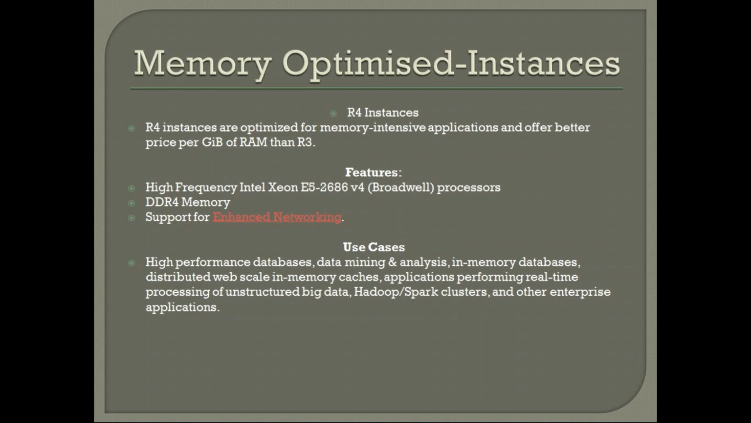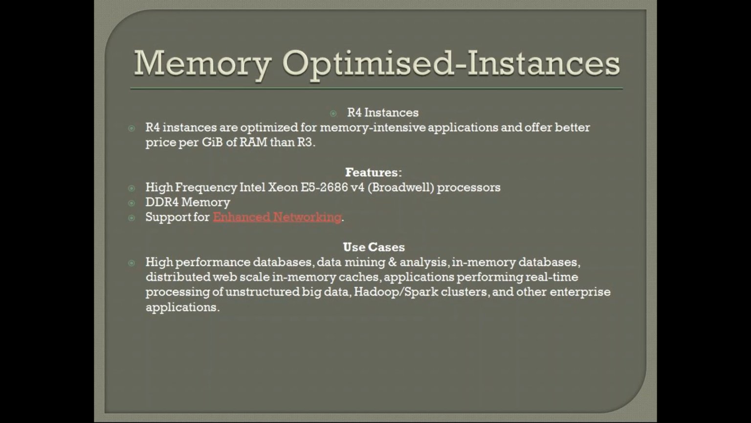In memory databases, distributed web scale in memory caches, application performing real-time processing of unstructured big data. So the huge examples are Hadoop. Hadoop is a big data engine, Spark clusters, and other enterprise applications, which are related to data processing or data mining or big data. So those types of applications can be used inside these R4 types of instances.